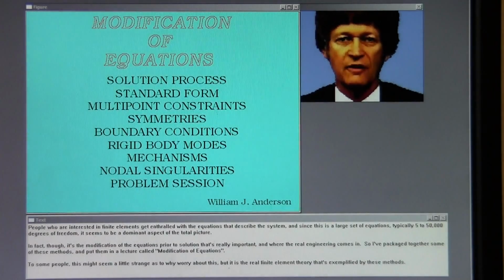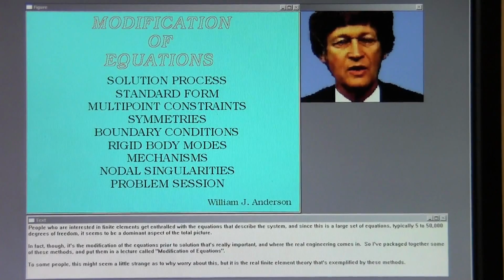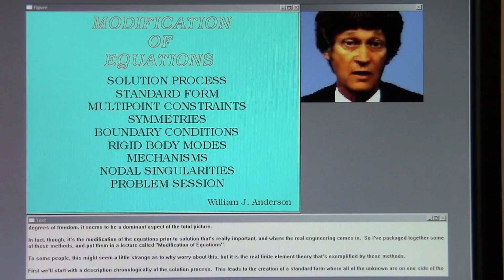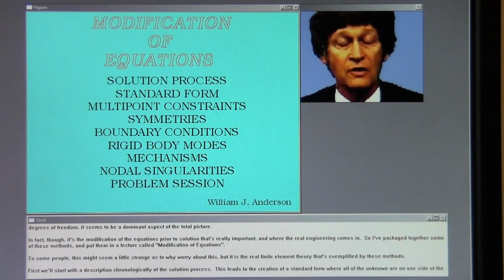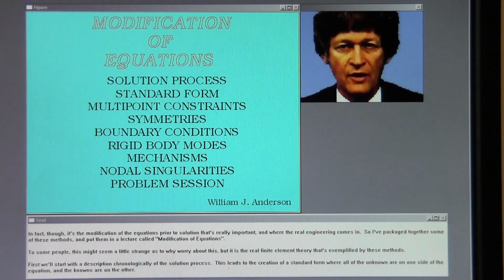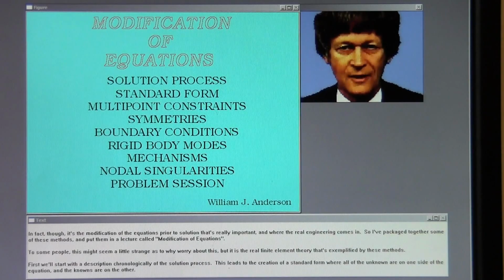People who are interested in finite elements get enthralled with the equations that describe the system, and since this is a large set of equations, typically 5 to 50,000 degrees of freedom, it seems to be a dominant aspect of the total picture. In fact, though, it's the modification of the equations prior to solution that's really important and where the real engineering comes in.